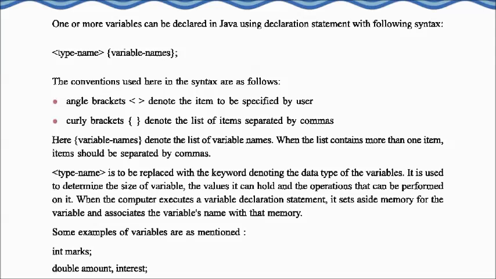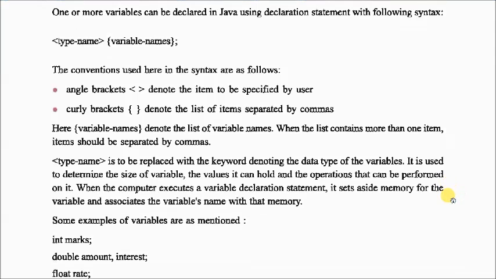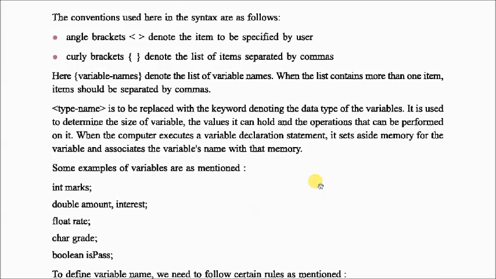When the computer executes a variable declaration statement, it sets aside memory for the variable and associates the variable's name with that memory. When this statement is executed, memory will be allocated to that particular variable in the computer. Some physical location will be allocated to that variable. So whatever value is held by that variable will be stored in that position.